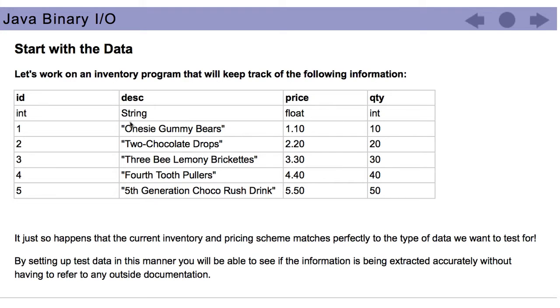Now, notice my test data. Here my ID, I went 1 through 5. When I did my description, I got the words 1, 2, 3, 4, 5 in the description. The price, I did 11, 22, 33, 44, 55. And quantity, I did 10, 20, 30, 40, 50.